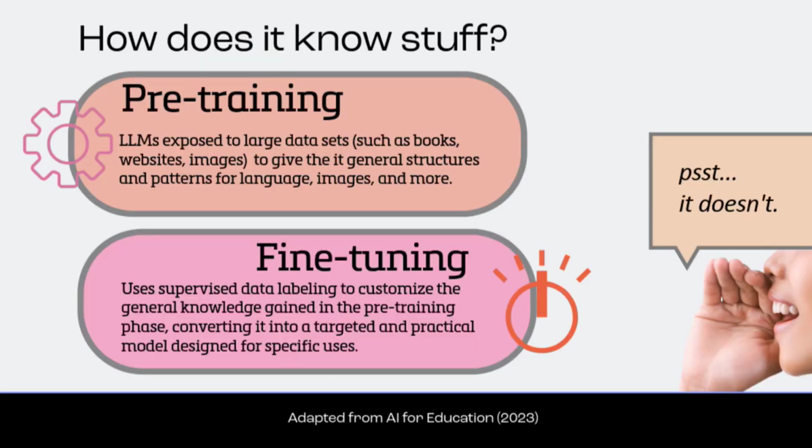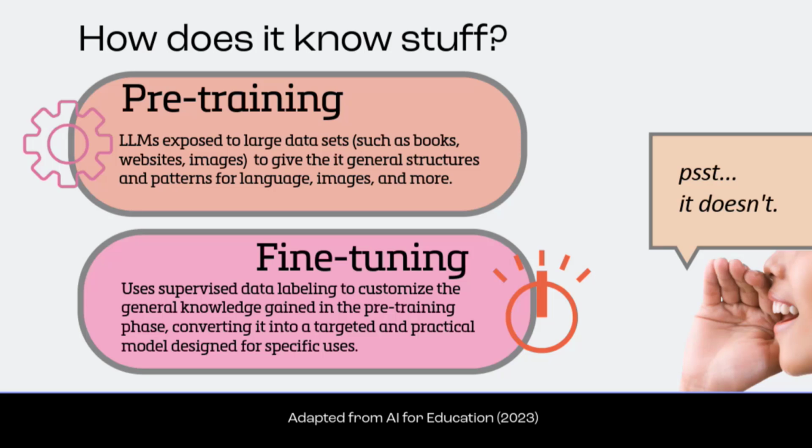All right, so how do these generative AI chatbots and other tools know stuff? If you look at my little graphic on the right, they really don't know anything. We talk about generative AI as thinking or reasoning, but it's really just guessing. There are two processes by which we train artificial intelligence for these large language models. LLM stands for large language model, and they are exposed to very large data sets.